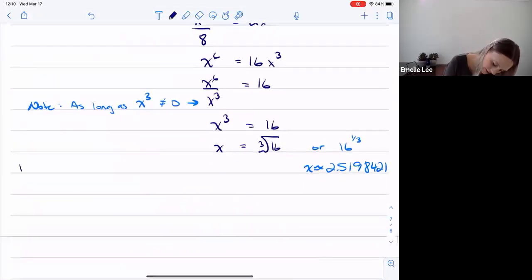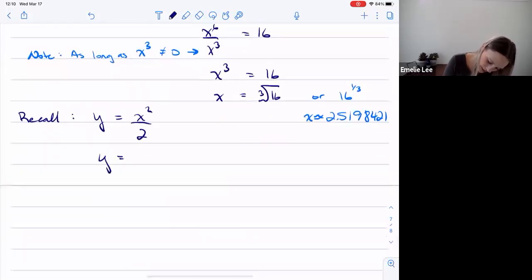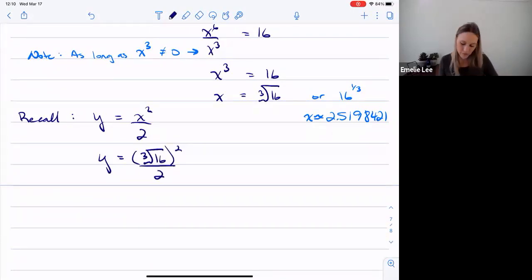So then recall y equals x squared over 2. So then y is the third root of 16 to the power of 2 over 2. There are lots of different ways that you could write that, but I would probably just leave it like that. That's the exact form. And usually WebAssign definitely wants the exact form most often.